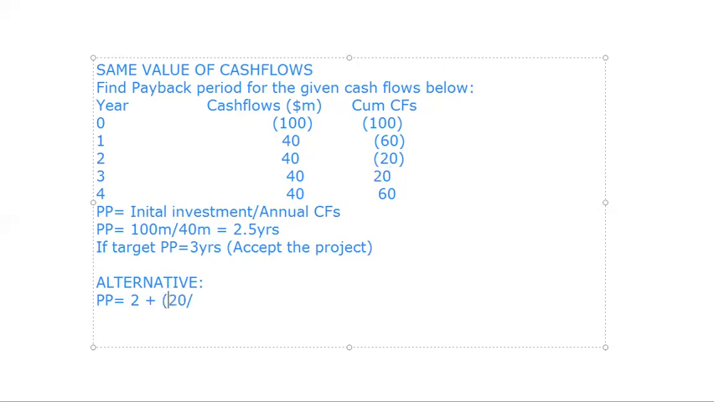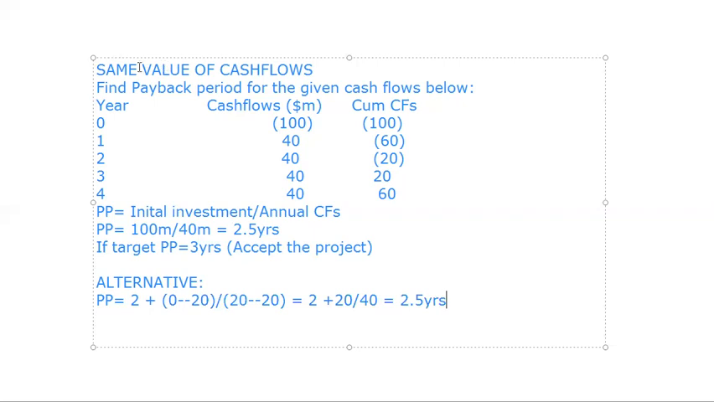Or I could say it this way: 0 minus negative 20, so there are two minus signs there, and here 20 minus negative 20 again, which would give you 40. So simply speaking, it would be 2 plus 20 over 40, which would give you the same result of 2.5 years. So this is how to compute payback period.